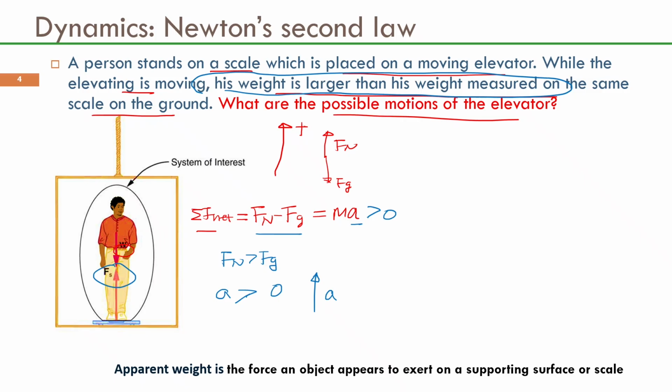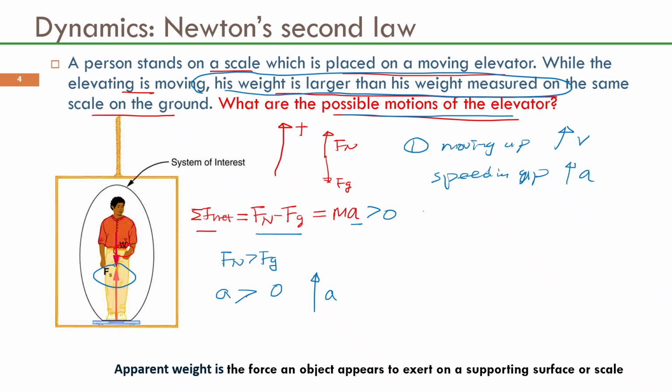So what are the possible motions of the elevator? One possible motion is the elevator is moving up. That means the velocity is going up, but also speeding up, so the velocity is becoming larger and larger. This is one possible situation.